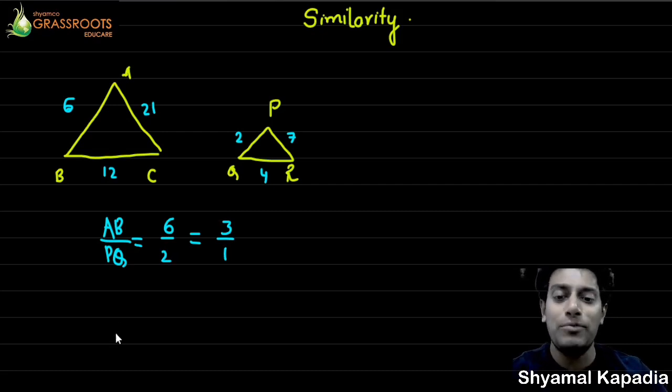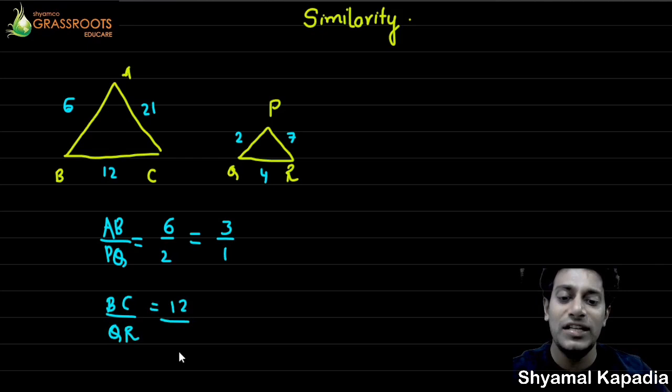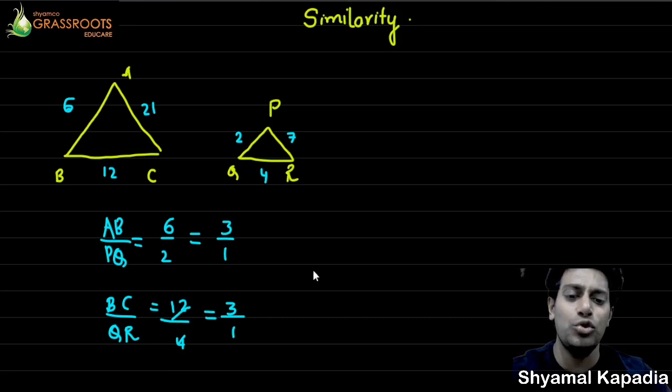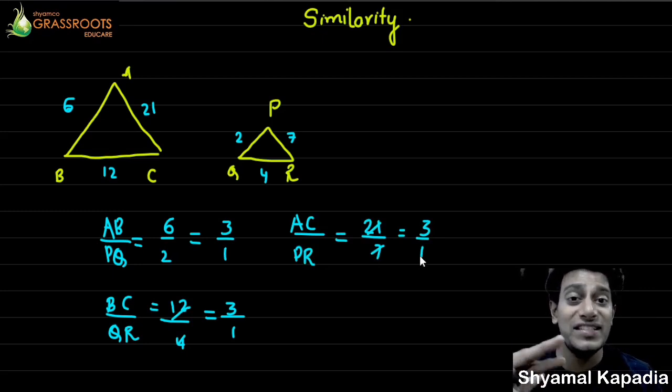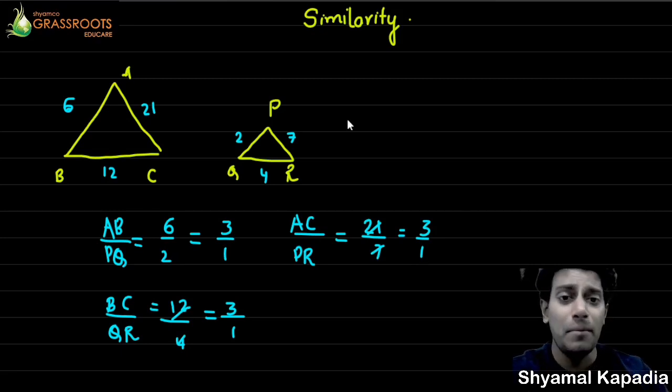On a similar note, BC to QR: BC is 12 and QR is 4. On cancellation again you get the same answer, 3:1. And the ratio of AC to PR is 21 upon 7. Again on cancellation the ratio is 3:1. So the 2 triangles are not same, but the ratios of their sides are in proportion, because they all are in the ratio 3:1.